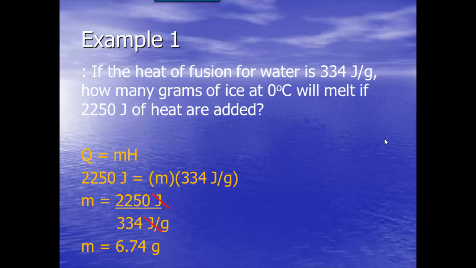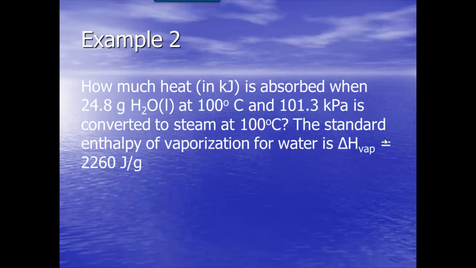Here's another one. We need to figure out how much heat in kilojoules is absorbed. When we have water at 100 degrees, they give us the pressure. And I don't remember seeing pressure in a formula. So I'm thinking that could be some extra information. And we're converting it to steam at 100 degrees Celsius. Now remember the deal with the temperature. We have two temperatures here, but they're both 100 degrees Celsius. So if I did a delta T, or a change in temperature, that wouldn't work. I would get a temperature change of 0, and I would get a heat of 0. Well, that's weird because you know you have to add heat to make water become steam.